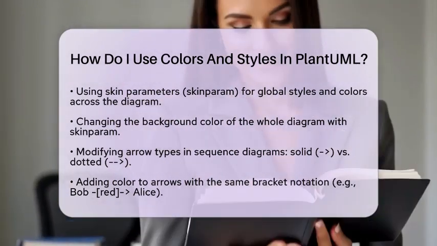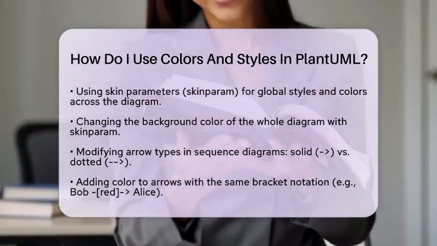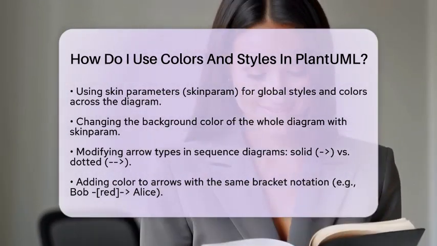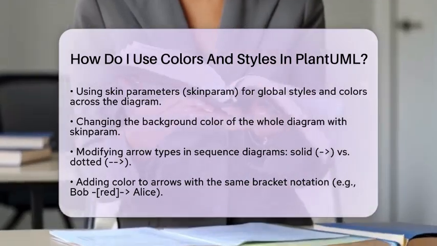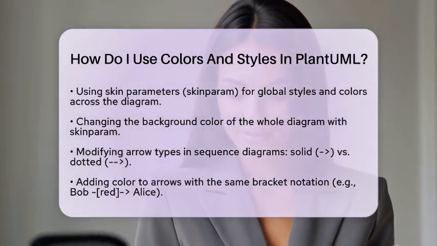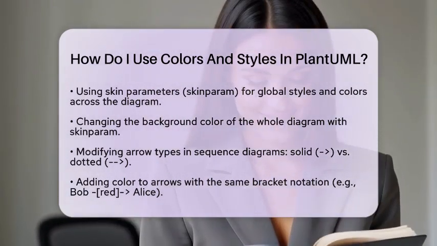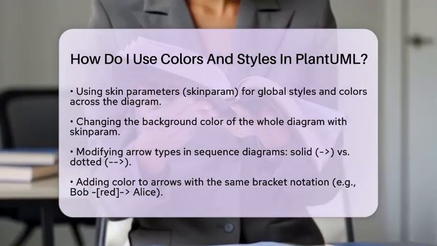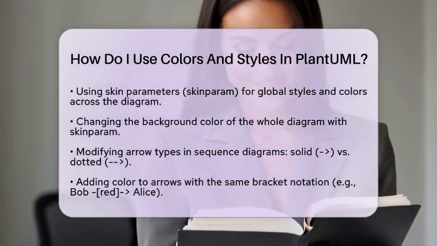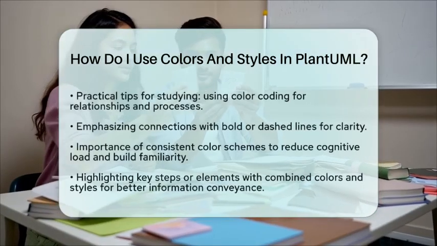When it comes to styling arrows in sequence diagrams, you can modify the arrow type. A solid arrow is represented by ->, while a dotted arrow is shown as -->. Adding an O at either end changes the arrowhead style. You can also add colors using the same bracket notation. For example, Bob -[#red]> Alice: Hello creates a red arrow from Bob to Alice.